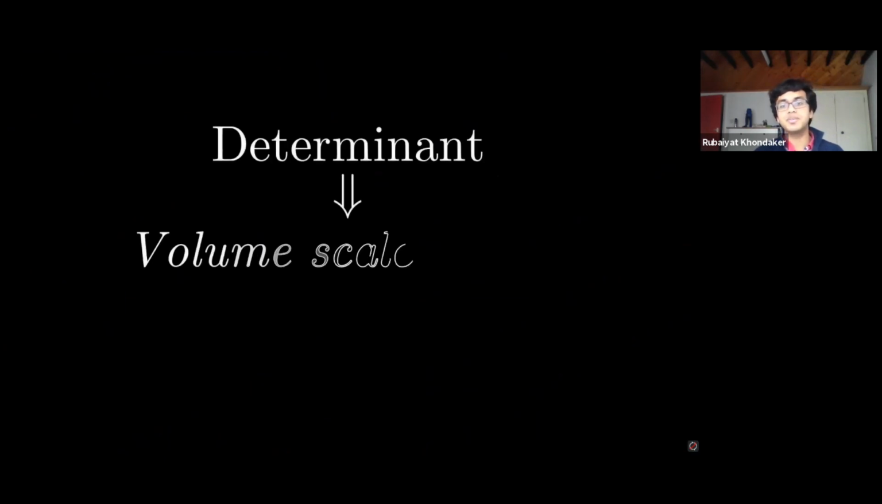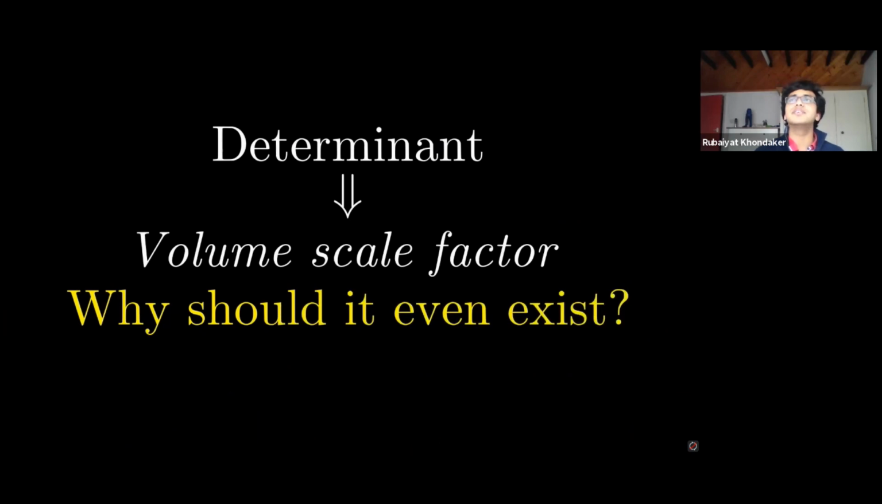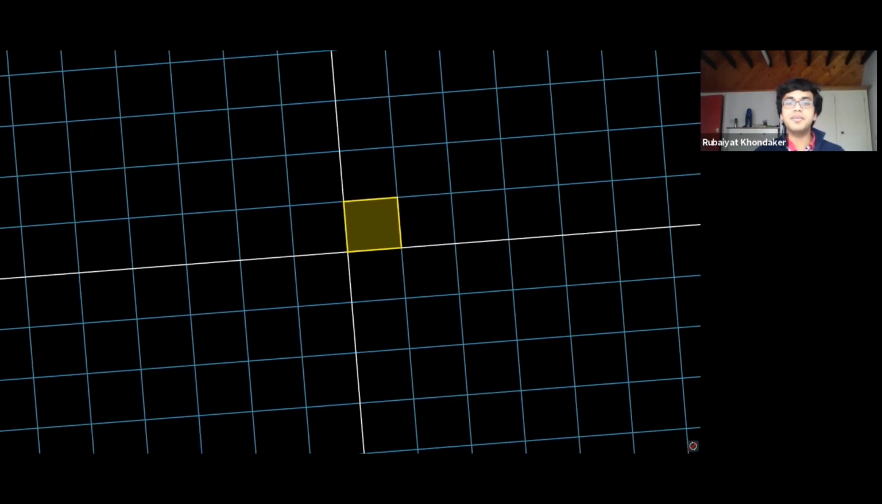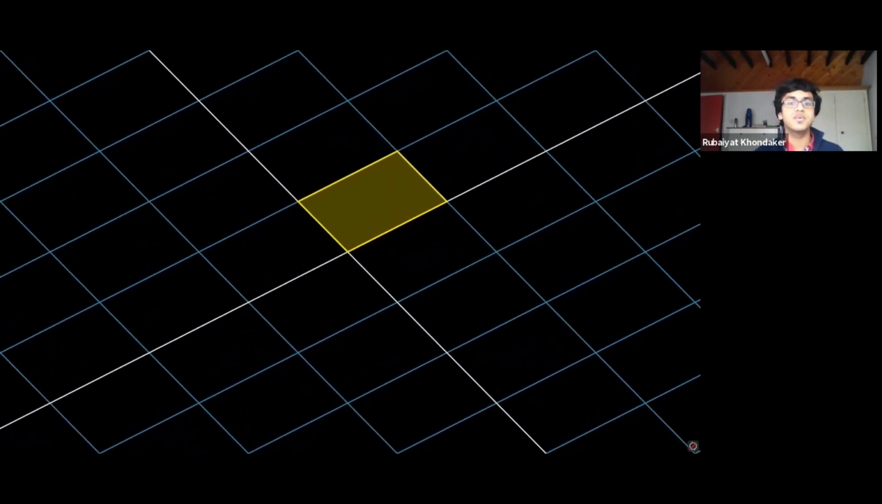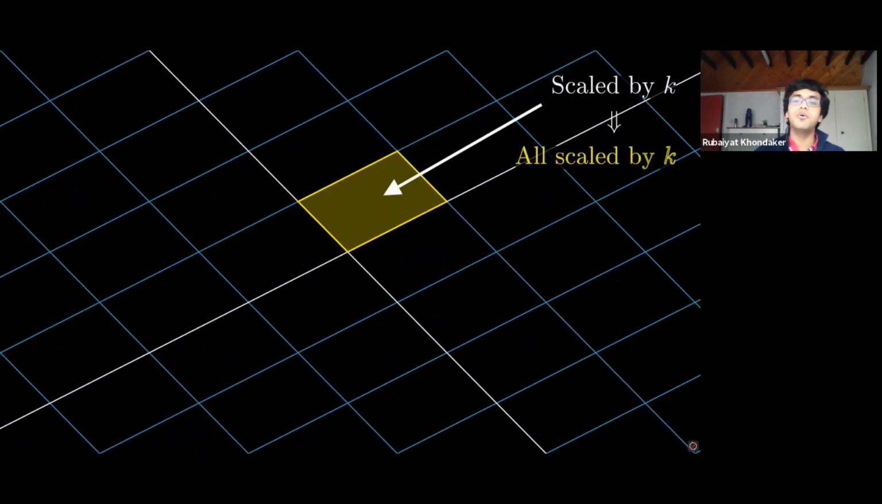The second thing I talked about was how the determinant can be used as a kind of volume or area scale factor. Why should we even have an area scale factor for a linear map? Let's see. So I'm playing a linear map here where we start off with the unit square. And let's say that square turns into a parallelogram, its area gets scaled by a factor of k. It turns out this implies that all areas in the plane get scaled by k.